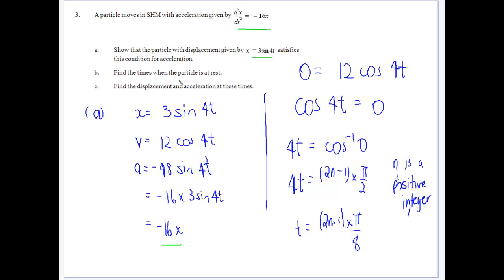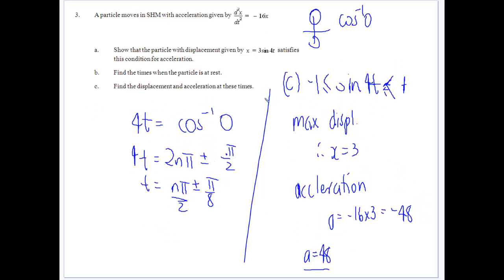Find the time when the particle is first at rest. Well, when the particle is at rest, we take our first derivative, which is the velocity, set it equal to 0, and we get cos of 4t equals 0, or 4t is equal to inverse cos of 0, which we would get as a general function of (2n minus 1) times pi on 2, and divide by 4, so (2n minus 1) times pi on 8. So we're getting the odd multiples there. So we're either at the positive or negative extreme. Then find the displacement and acceleration at these times.